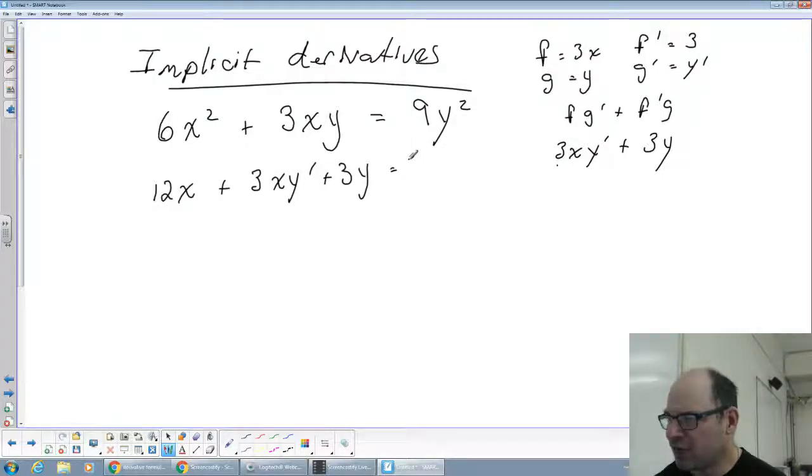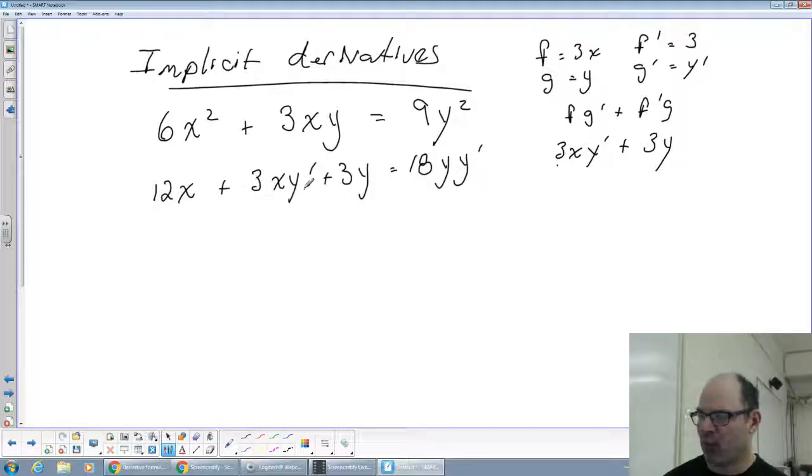Okay, and the derivative of this is 18y prime, because we have to add that y prime. That's the implicit differentiation part. So now we have to bring everything with the y prime to one side. So I'm going to bring it over here.